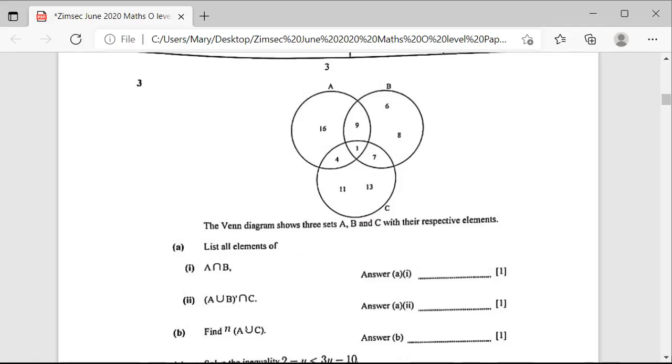The numbers that are in A intersection B are those two numbers. We want the numbers that are found in A and also found in B. So the elements that are in A intersection B is 1 and 9. Then we go to the next one. List the elements that are in A union B complement.